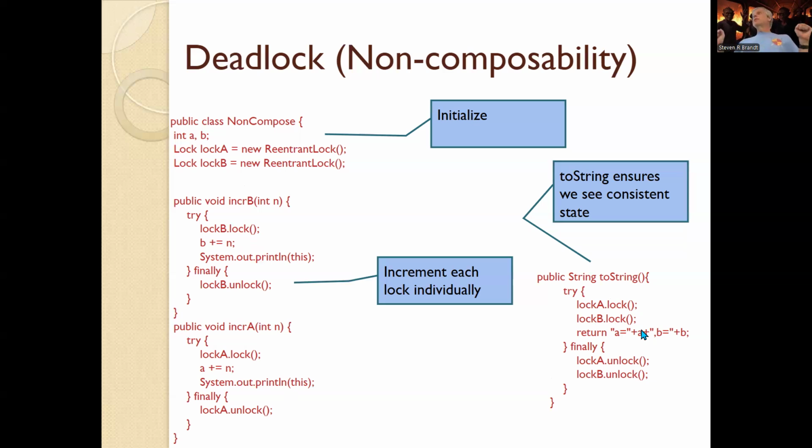And if they both run at the same time, then one will get A, one will get B, and then they'll wait for the other lock. And neither of them can get it because they're both waiting for the other one. Right? That's the problem. This is the fundamental problem with locks, because it's so easy to do stuff like this.